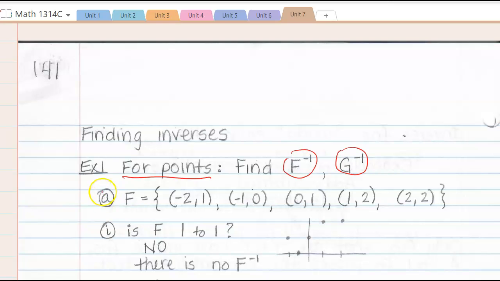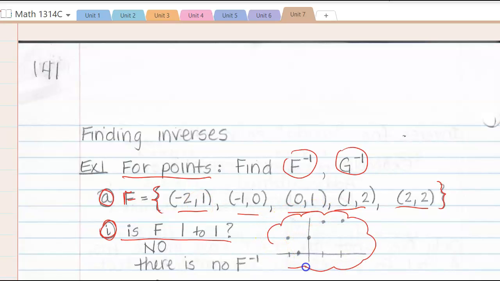So right here for part A, we have the set of points of f. We can see we have 1, 2, 3, 4, 5 points. I just showed you how to use the horizontal line test to decide if it's one-to-one, because the very first question we have to ask is: is f one-to-one? One way we can do that is by plotting those points. So that's what you see over here.